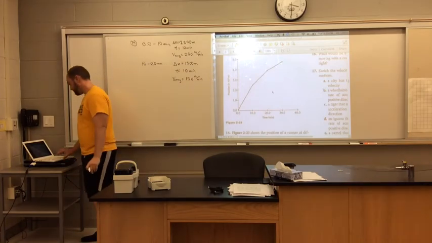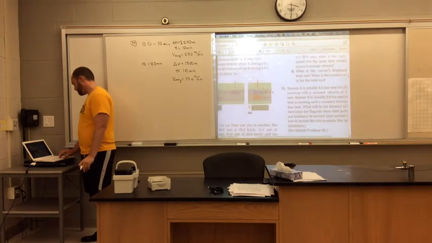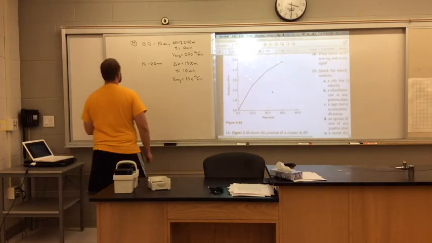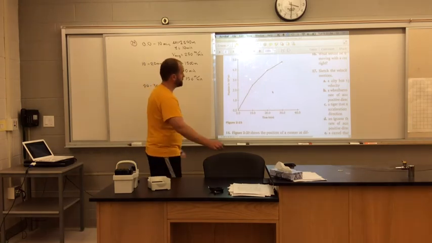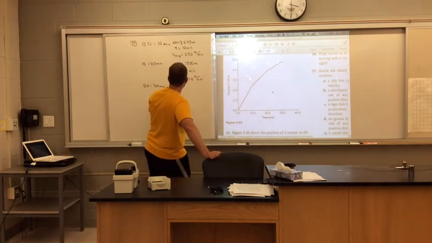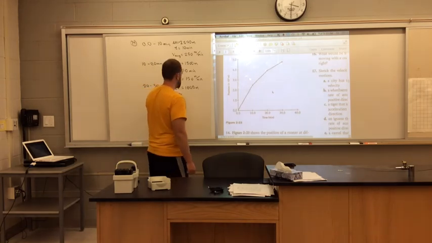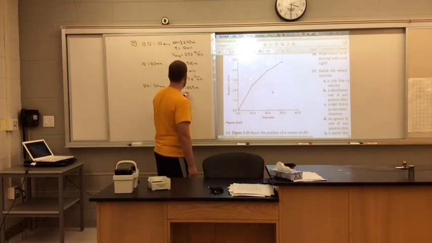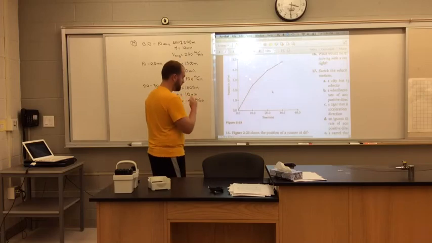Next one, let me guess. 20 to 30. Yep, 20 to 30. What's going on? 20, she's at 4. 30, she's at 5. So she went 1, which times 10 to the third is 1,000. So she went 1,000 meters. It took her another 10 minutes. Your average velocity, 100 meters per minute.